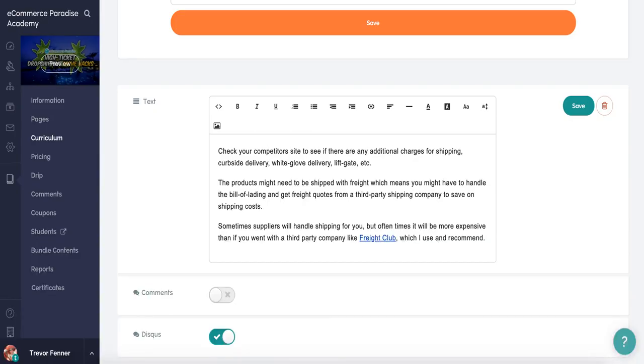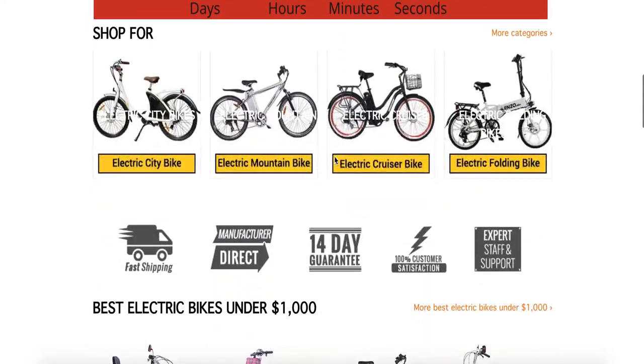So I'm going to discuss a few main points with you. Number one is you're going to want to check your competitor's site to see if there are any additional charges for shipping, curbside delivery, white glove delivery, lift gate, etc. And the reason is because products might need to be shipped with freight.